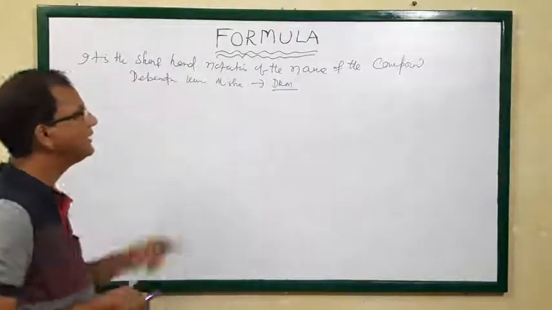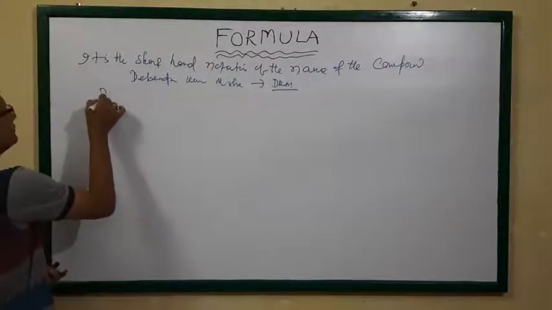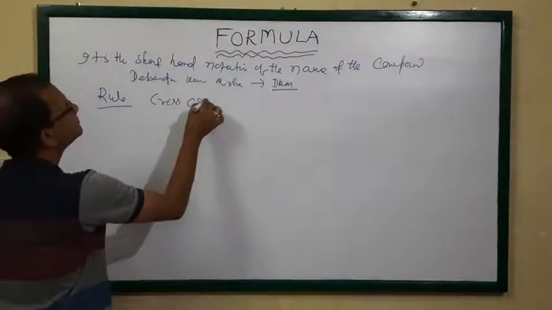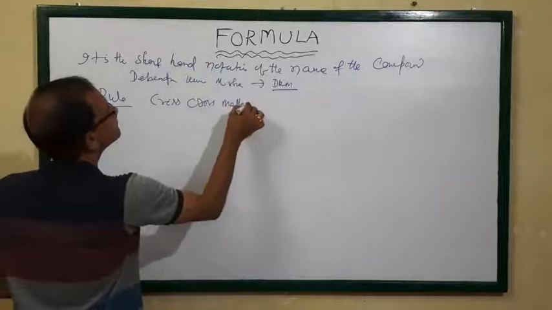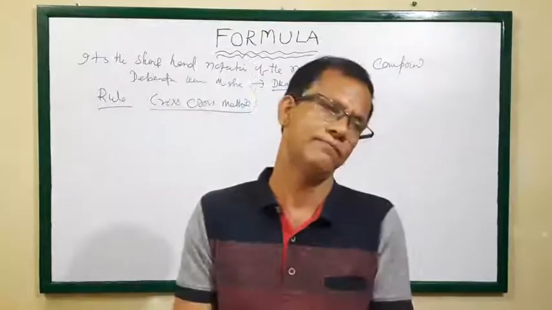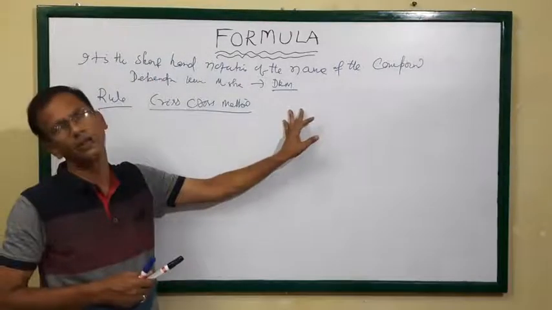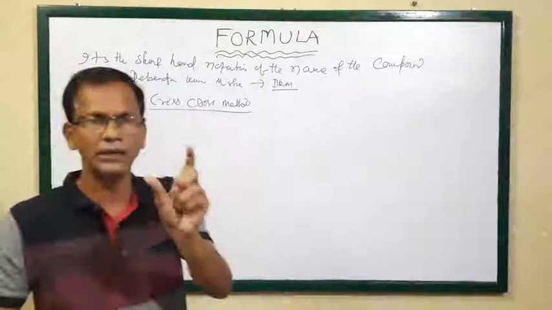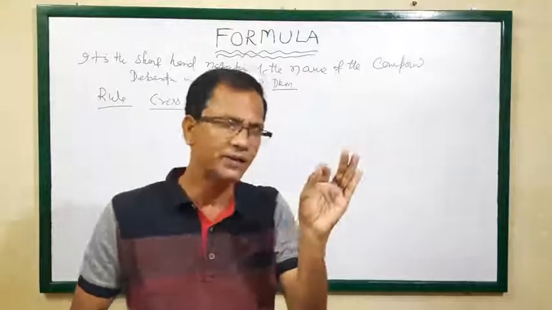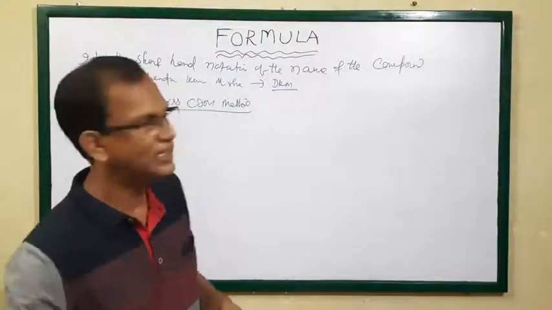For example, to write the formula, we have to follow a rule, that is the crisscross method. Crisscross method means exchanging the valency of the radicals present in the compound. In every chemical name, generally it has two parts, cationic part and anionic part. Cationic part has some valency and anionic part has some valency. Both valencies will be exchanged. That is called the crisscross method.